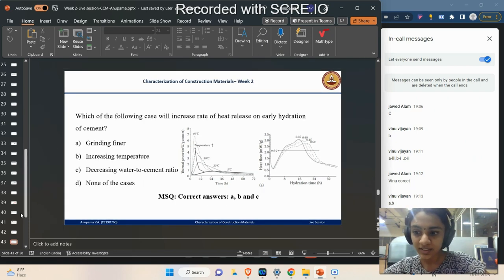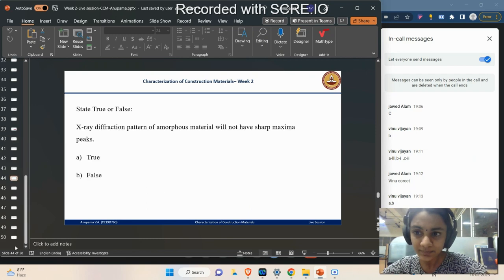Okay, so let's move to the next question. It's a true or false question and it's from the week 3 content. X-ray diffraction pattern of amorphous material will not have a sharp maxima peaks. True or false?